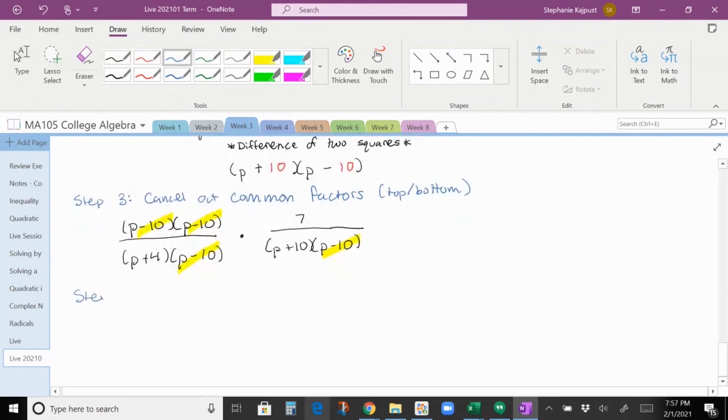And so then step 4 is where you actually then do the multiplication. Multiply. So on the top, I've canceled out the p minus 10, p minus 10, so I only have 7 on top. And then on the bottom I've got a p plus 4. I canceled out a p minus 10, and then I'm multiplied by a p plus 10. So I generally leave it in this factored form. I don't bother multiplying it out from here. But that's simplified, and that would be your final answer.